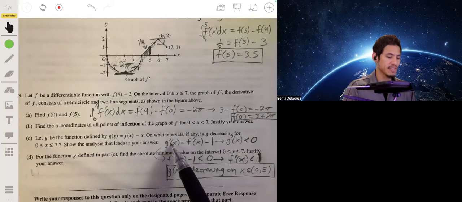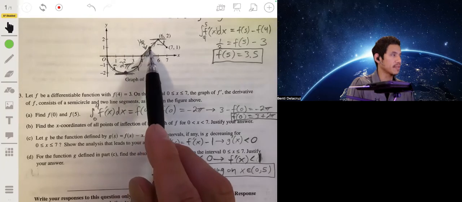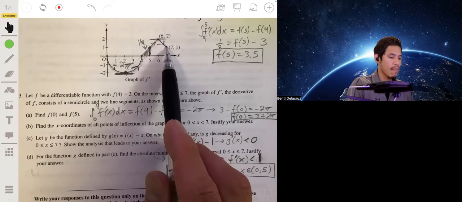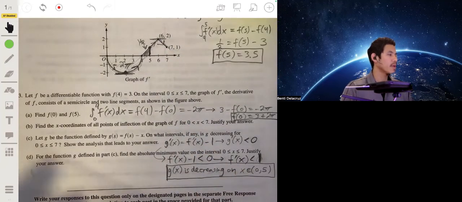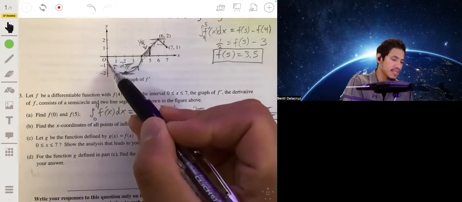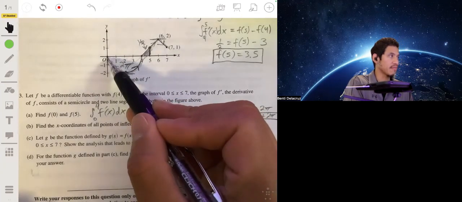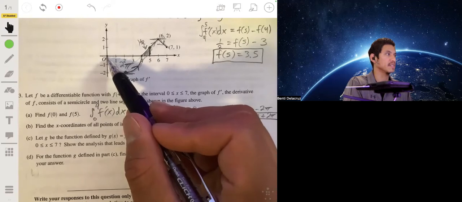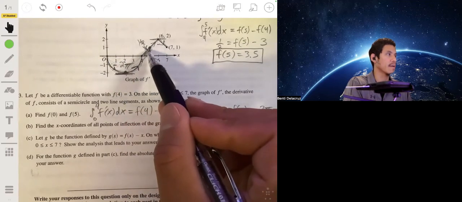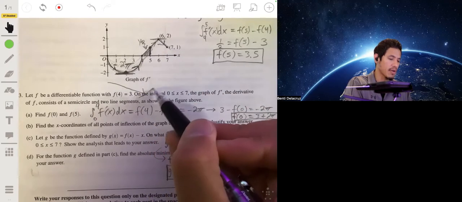Going back to this graph, g prime of x tells you the behavior of g of x: when it's increasing and when it's decreasing. We found that g of x is decreasing essentially the entire interval from 0 to 5, all the way until 5. After 5, it's increasing. If it's continuously decreasing, the value of g is getting smaller and smaller up to here. The graph is going down, down, down, and then it starts going up.